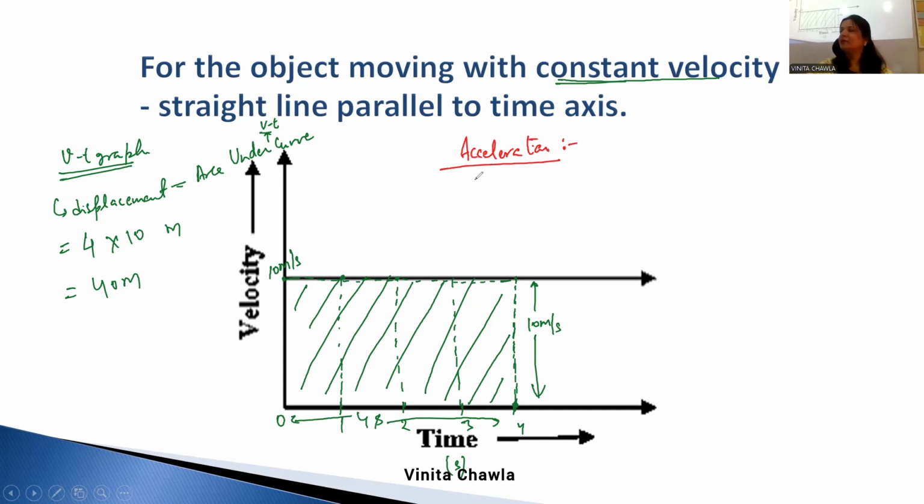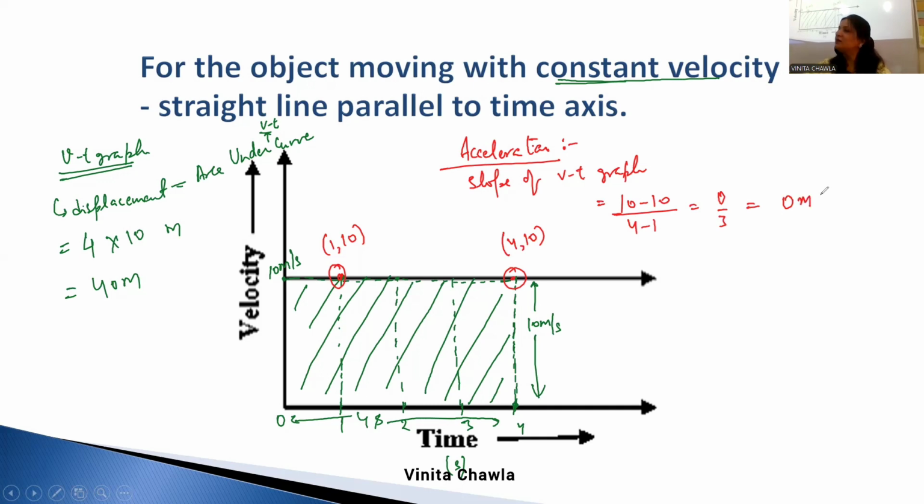Slope of the VT graph gives the acceleration. So we'll choose 2 points, any 2 points of your choice. What are the coordinates of this point? 1, 10, and the coordinates of this point. The slope is 10 minus 10 divided by 4 minus 1. So we'll get 0 by 3, and 0 by 3 is 0 meter.